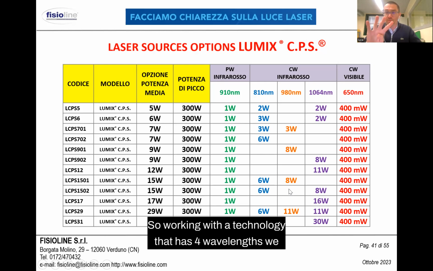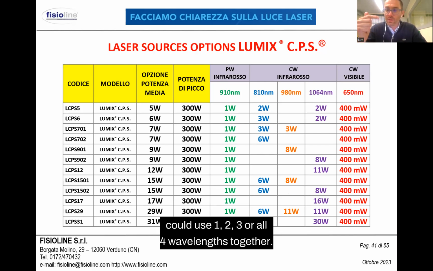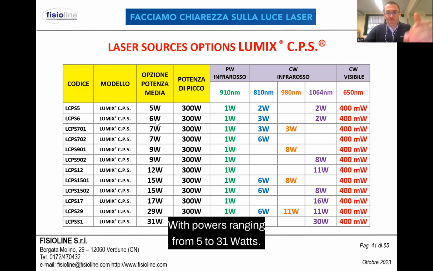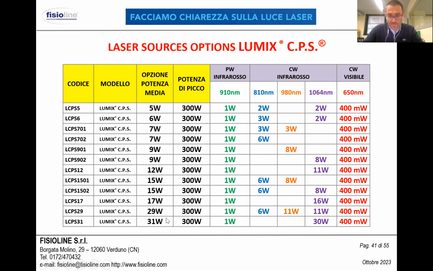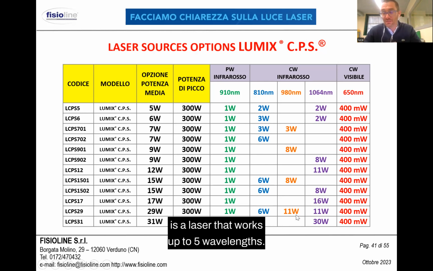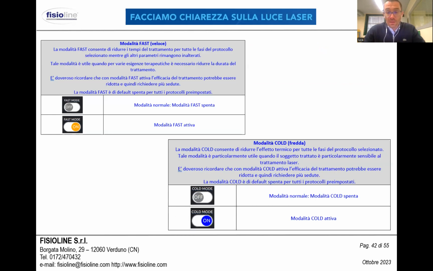So working with a technology that has 4 wavelengths, we could use 1, 2, 3 or all 4 wavelengths together, with powers ranging from 5 to 31 watts. In this case we have, for example, the 29 watt, which is a laser that works up to 5 wavelengths. So we can have all 5 wavelengths available within our device.